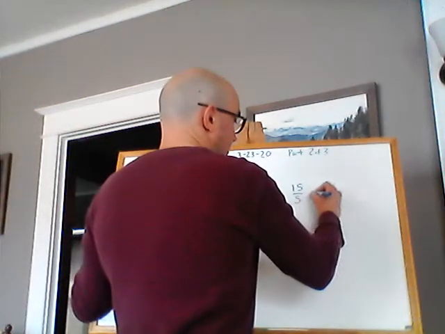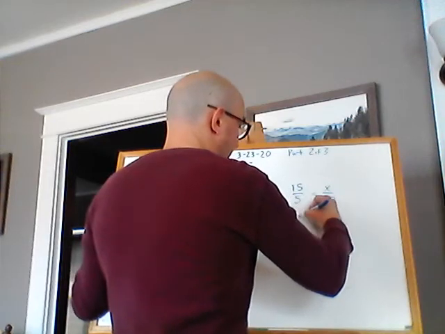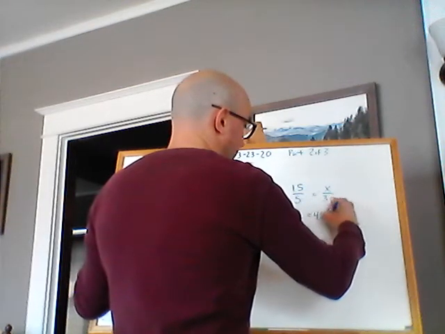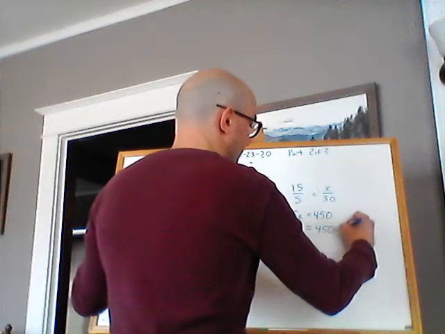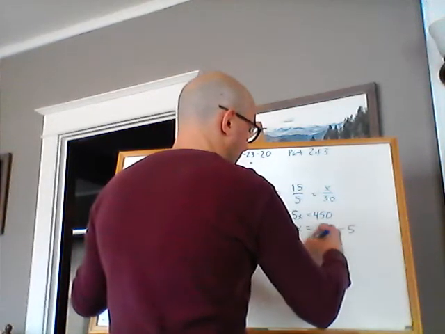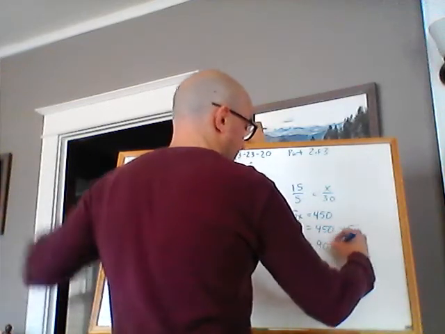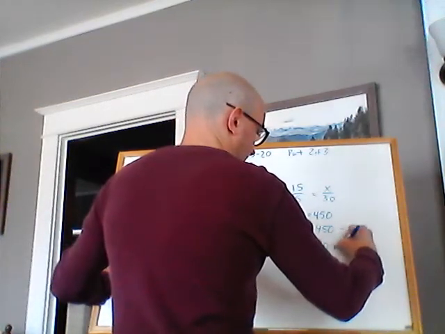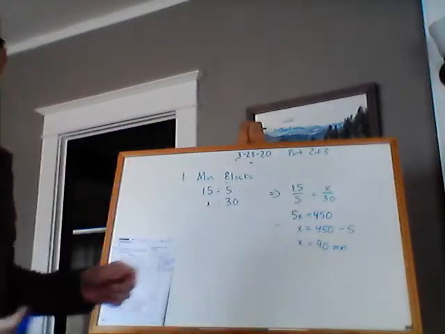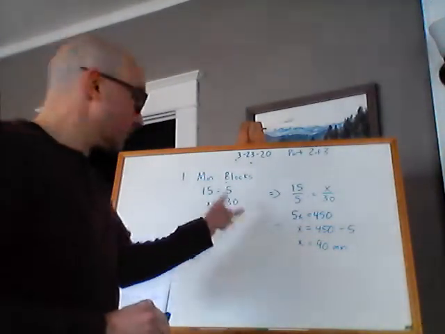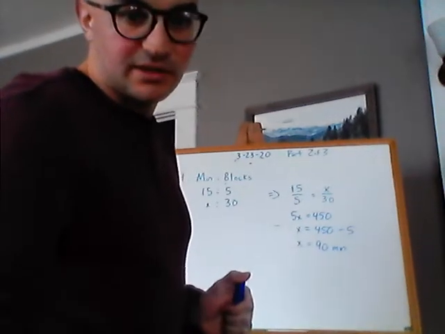Multiply across the equal sign. 5 times x is 5x. 15 times 30 is 450. We know now that x is going to equal 450 divided by 5. And it gives us a nice whole number of 90 minutes or 1 hour and a half. That's how long it takes Elizabeth to walk 30 blocks. Nice job, Elizabeth.